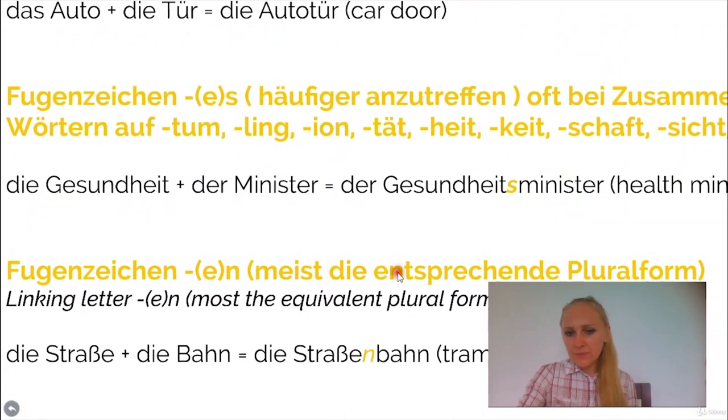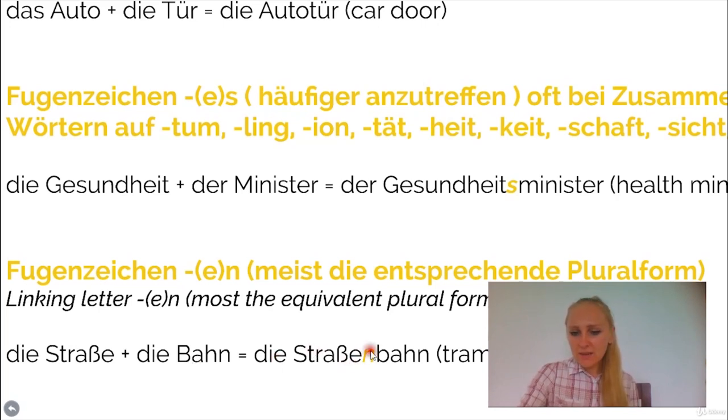Meist die entsprechende Pluralform, which means whenever we use a linking letter en or n, it is most of the time the equivalent of the plural form. Like let's have a look here. It's die Straße and die Bahn. Die Straße means the street. Die Bahn is kind of the train. We also say die Bahn. Or it can be also kind of a way, for example, die Bahn.